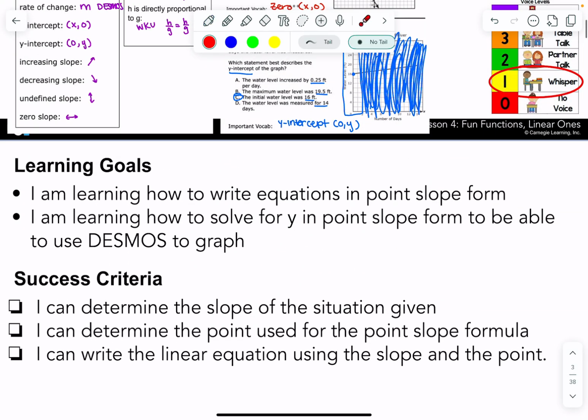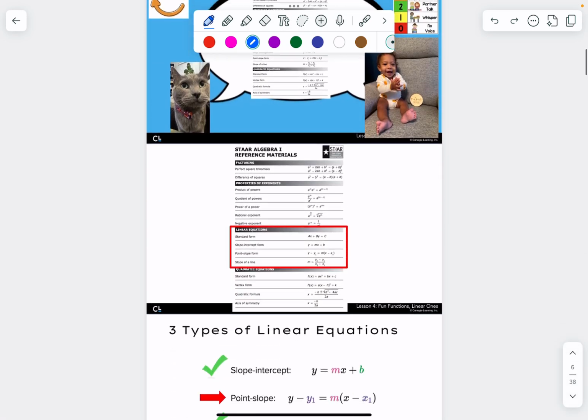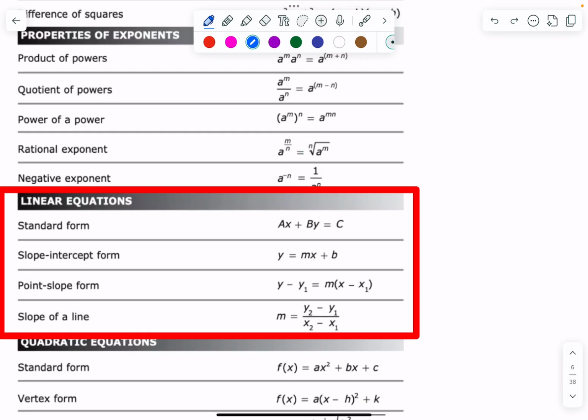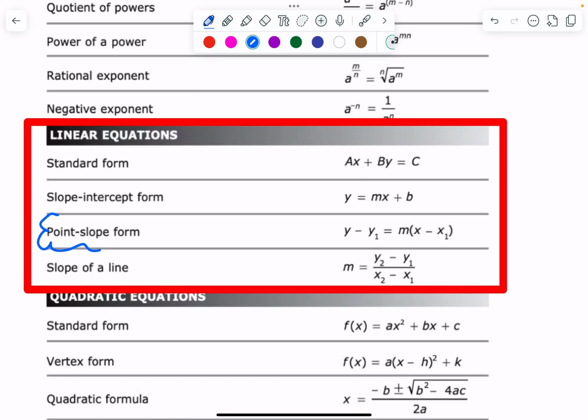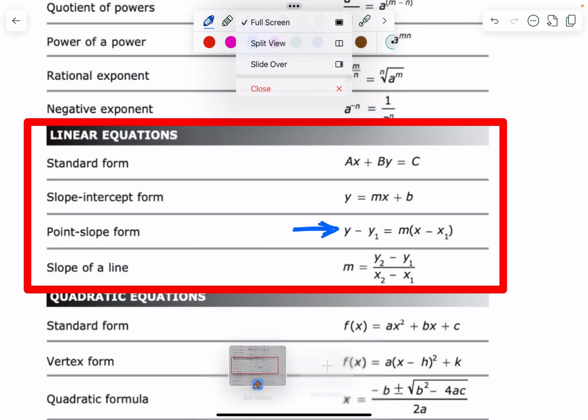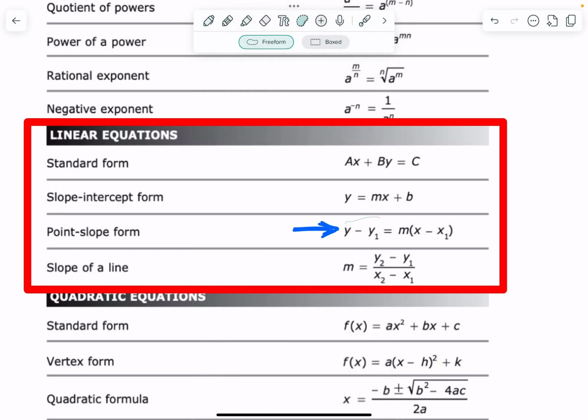Today, I am learning how to write equations in point-slope form. I am learning how to solve for y in point-slope form to be able to use Desmos. I like this one the most, so that's what we're going to learn. We'll learn one of these, but really we're going to focus on Desmos. So you have your star sheet. Point-slope form is going to be this one right here. This is what we are learning today. Take a picture of it so we can use it for later.